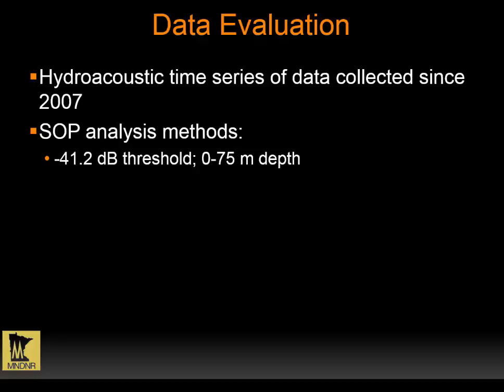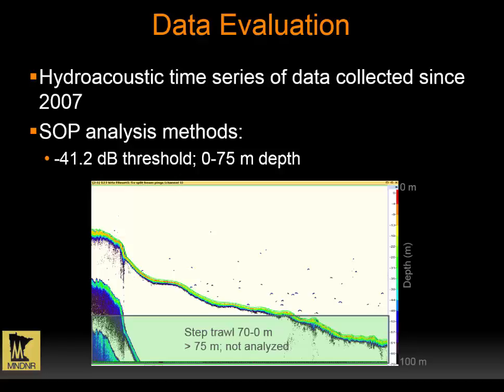So the 3 methods we used: first, we applied a high threshold for Cisco. I mentioned before that we applied a negative 35.2 decibel threshold, but the Great Lakes SOP recommends backstepping that 6 decibels when you're analyzing the total backscatter data. So that's why it's negative 41.2 here instead of negative 35.2. But we went down to 75 meters depth. The reason we went to 75 meters is because we had step trawl data from 70 meters up to 0, so we don't really know the species below that depth, so we just excluded it.